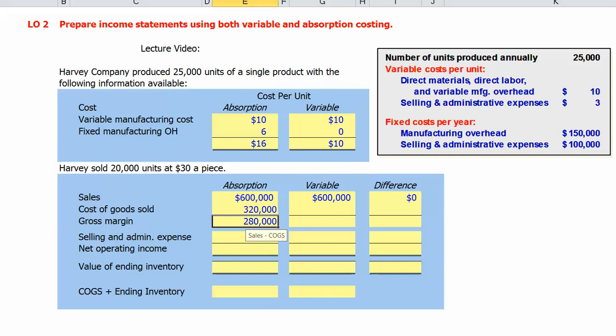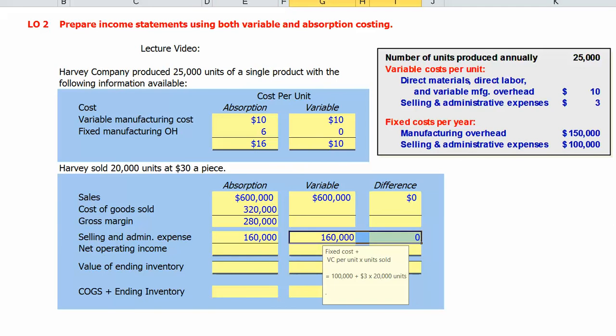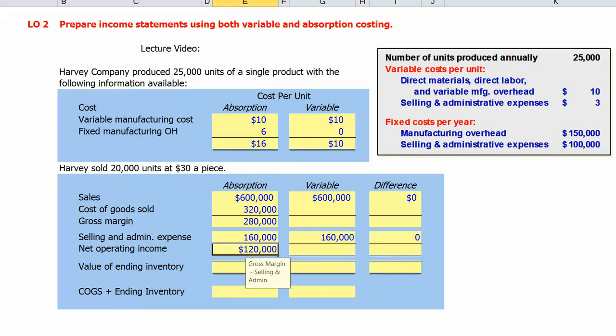Our selling and administrative costs under the absorption method will be $160,000. That's the $100,000 fixed cost plus the $3 per unit variable selling and administrative cost multiplied by the 20,000 units that Harvey sold during the year. This will be the same under variable costing as well. That means our net operating income under absorption costing will be the $280,000 minus the $160,000 selling and admin costs, or $120,000.